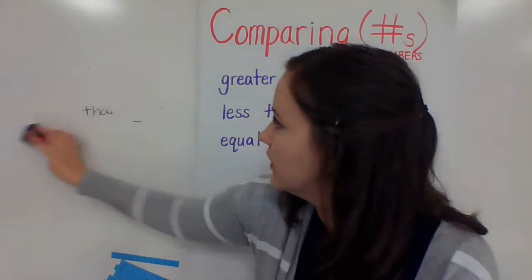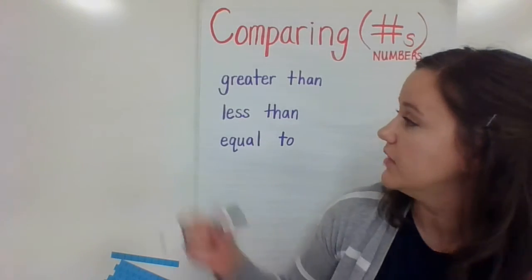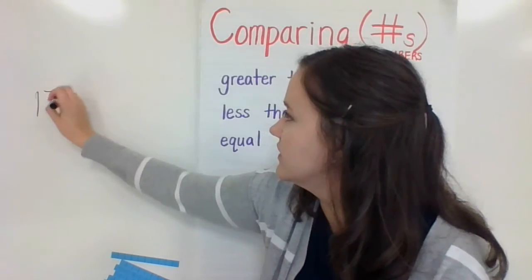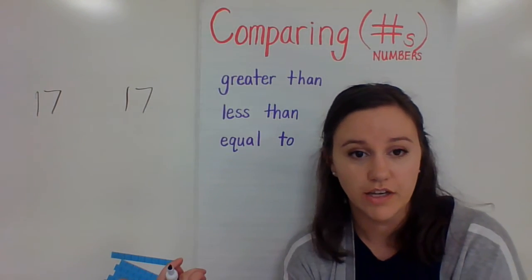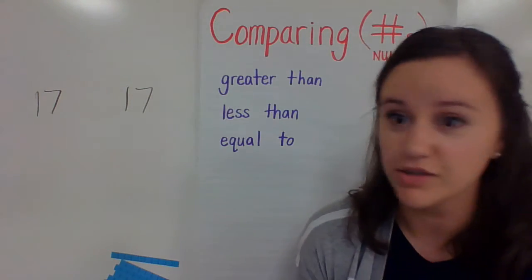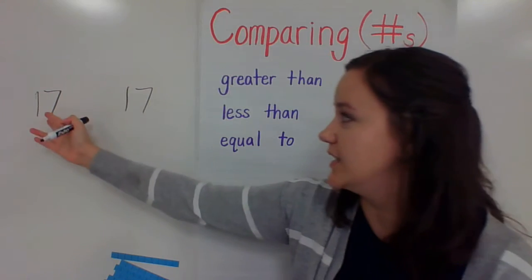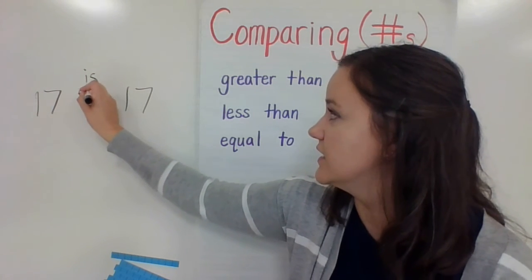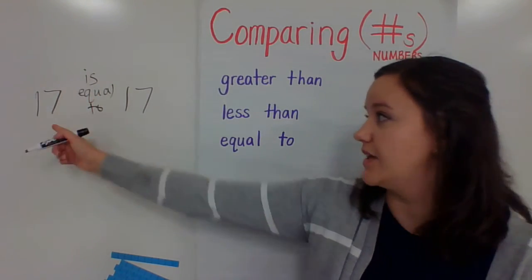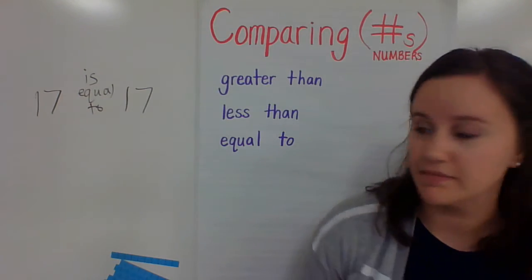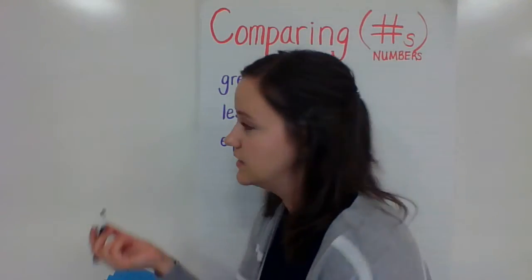All right. Well, sometimes you might have the same number. So if I have 17 and 17, I could look at the tens, but if I just say those numbers, 17, 17, it's the same number. So I would say 17 is equal to 17. Equal to means the same. Same number. So what happens if I look at the tens and the tens place is the same?